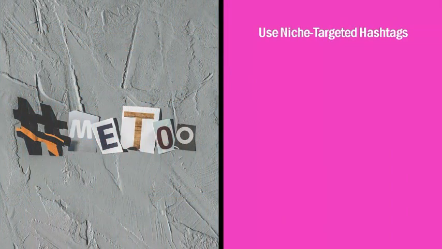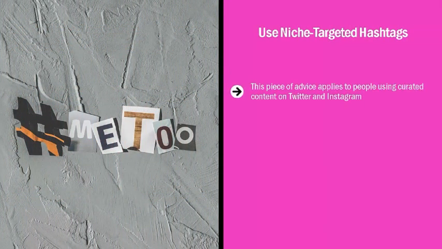Use niche-targeted hashtags. This piece of advice applies to people using curated content on Twitter and Instagram. If you did your homework correctly with videos 4 and 5, you should already be aware of Twitter hashtags that are very popular in your niche. Compile a list of these. Rotate among these when you publish curated content on Instagram and Twitter. This way, you piggyback on hashtags being searched for by people interested in your niche. This is how you get niche-targeted eyeballs.